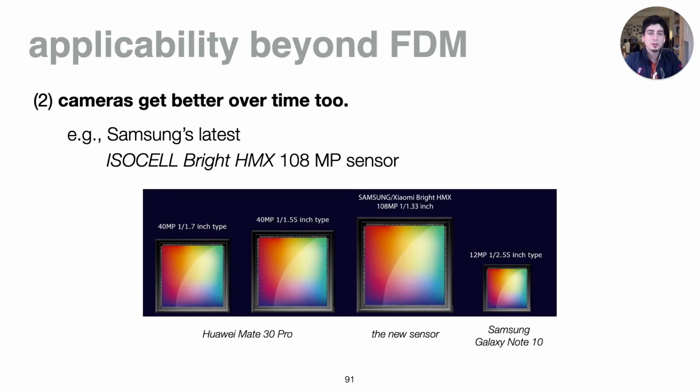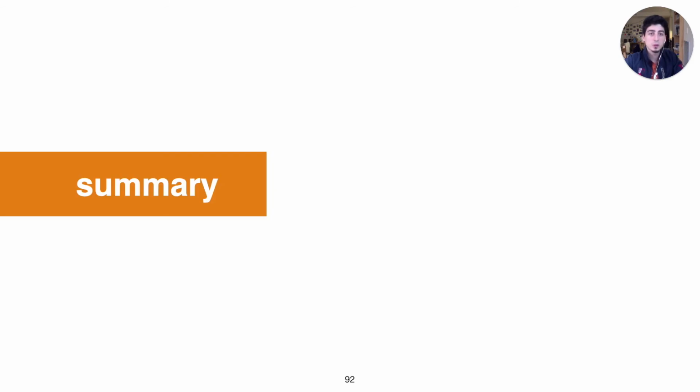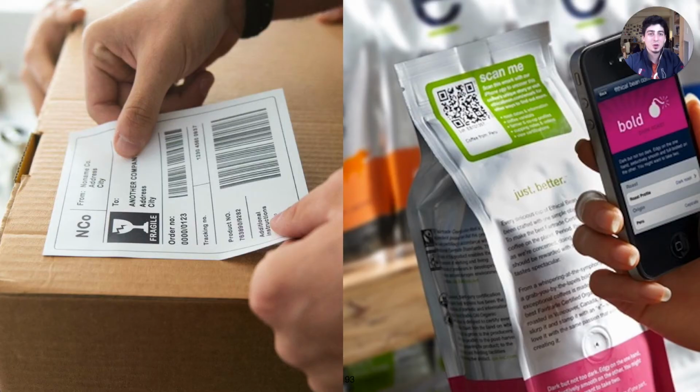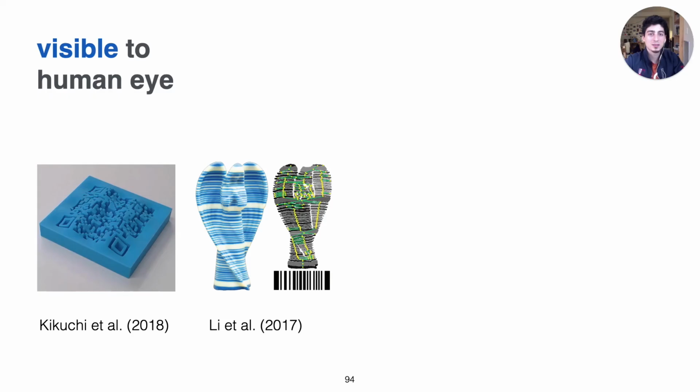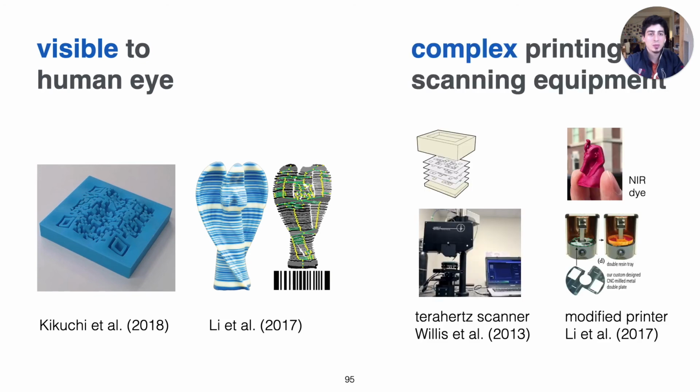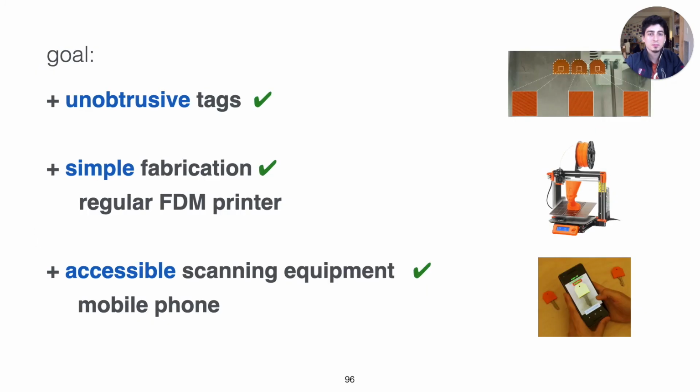Another point to consider is that, as 3D printing improves, cameras will get better as well. Just as an example, Samsung's latest image sensor for phones has a 108 megapixel resolution. So before I conclude, let me briefly summarize. In this project, our goal was to add tagging to 3D objects that is not as visible to the human eye and does not require complex printing or scanning hardware, which we have achieved by using off-the-shelf FDM printers and regular mobile phone cameras.